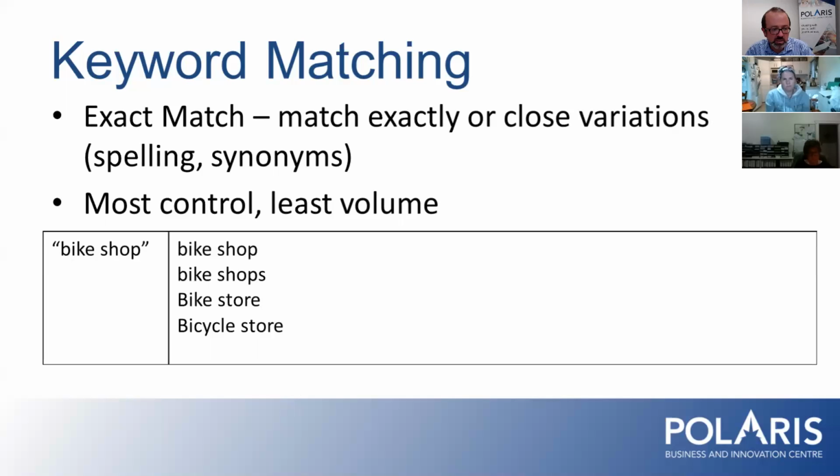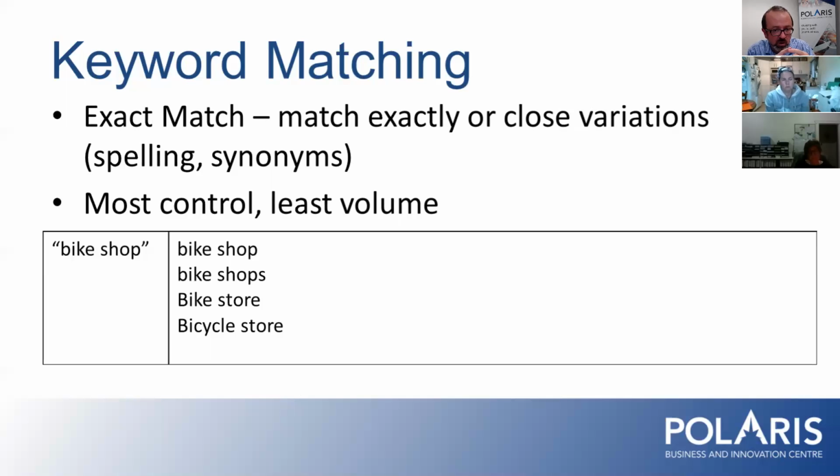And an exact match, I've put that in wrong there. Exact match should have square brackets around it rather than the quotes. And that means that this query must be exactly what your match is, or allowing for, again, synonyms and misspellings. Okay, so in this case, we've got bike shop, and that should be square brackets. We could match on bike shop, bike shops, bike store, or bicycle store. They're the sorts of things that we could match on.